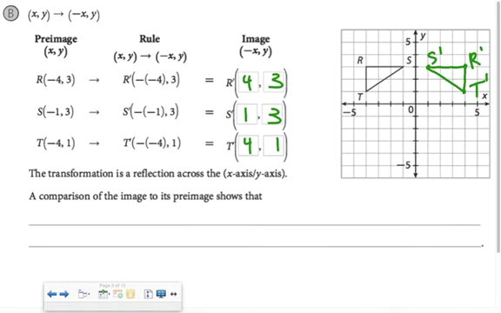This transformation was a reflection over, and we're supposed to decide which axis. Well, remember your algebra and notice that the coordinate grid here has the x-axis indicated and the y-axis indicated. It reflected over the y-axis. And again, a comparison of the image to its pre-image shows that they are, again, the same size and shape.